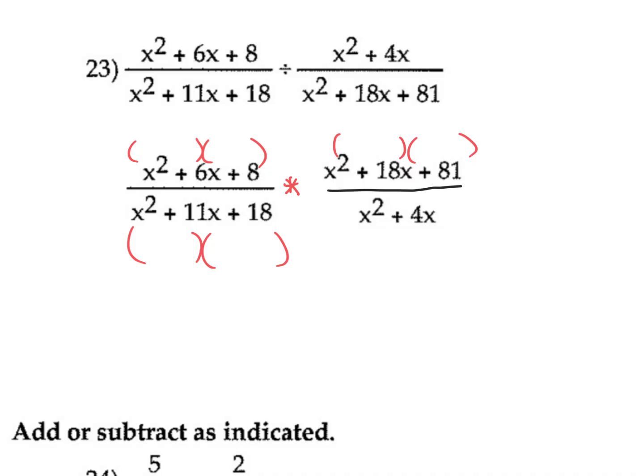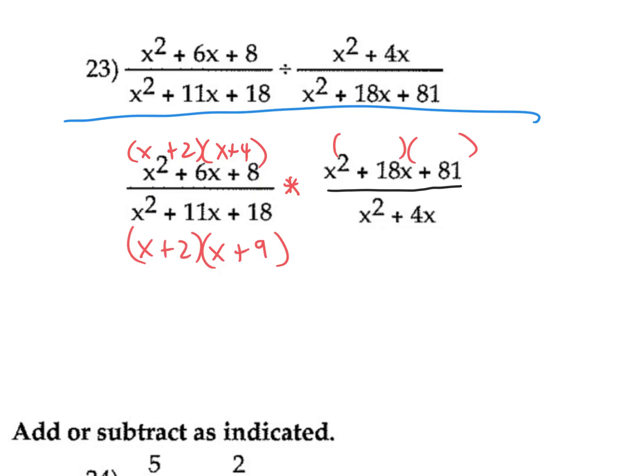This one's going to be a little different. Let's do a little boundary line. So over here, this is going to be x plus 2, x plus 4. This is going to be x, this is going to be x, this is going to be plus 2, plus 9. Over here, it's going to be x plus 9.